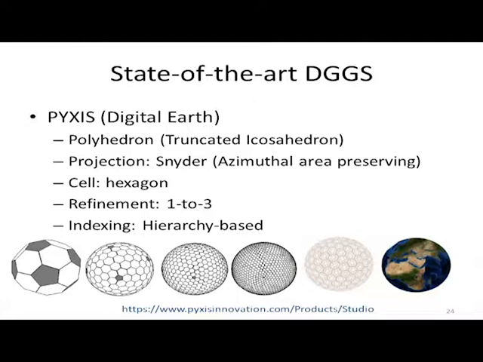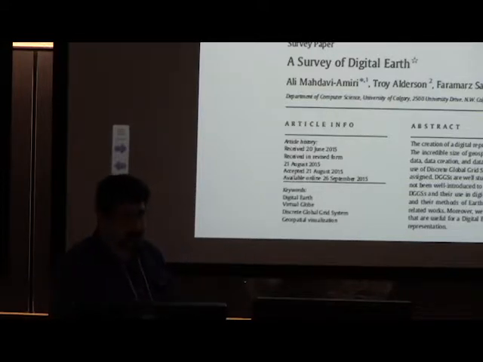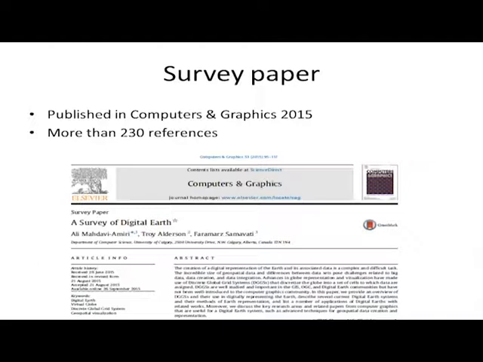They are much more uniform than quads or triangles, but they are very hard creatures to deal with when you want to render or transmit, because all the rendering engines work based on triangles rather than hexagons. So that's one challenge when you work with hexagons. The software can be downloaded for free from their website. If you are interested in digital Earth and DGGS systems, we have a survey paper published in 2015. We reviewed more than 230 papers in that survey, and all kinds of related work and state-of-the-art technology related to digital Earth and DGGS can be found in that paper.